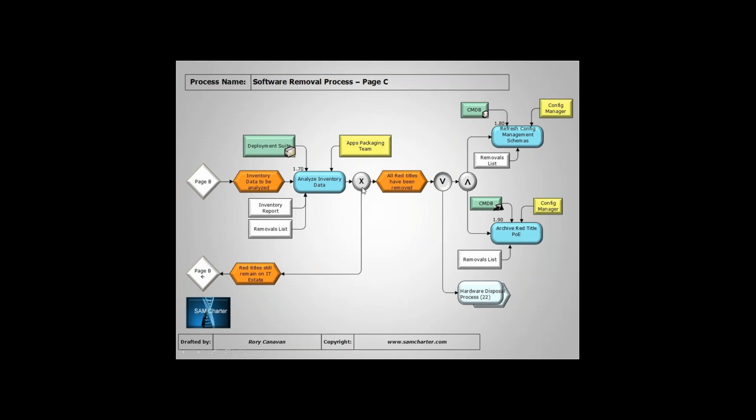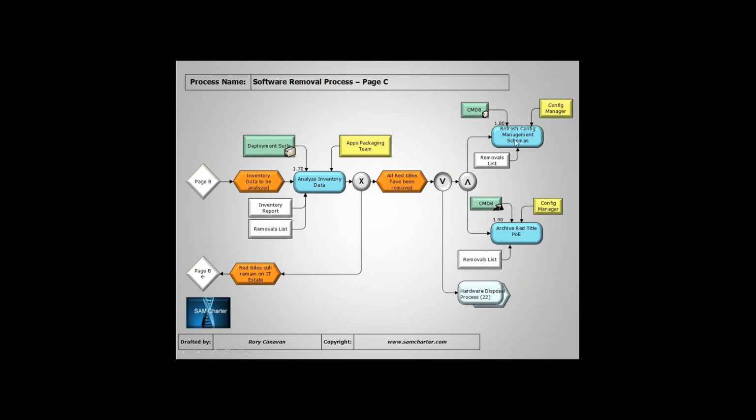So if for any reason we find that software hasn't been removed, then we've got this loop back to make sure that we can go through the activity again and get rid of those red titles, and we feed back to page B at that point. If we find that all our red titles have been removed and we're happy to move forward, then we've got a few more activities here. Now you can see that we've got a breakout loop here, possibly to a hardware disposal process. As I mentioned at the beginning of the presentation, our software removal process is nested within a hardware removal process, just to make sure that we do remove all software prior to a hardware device actually leaving the organization.